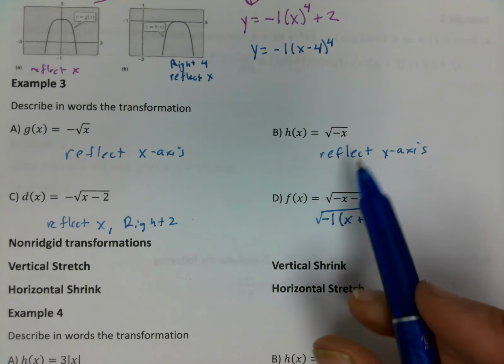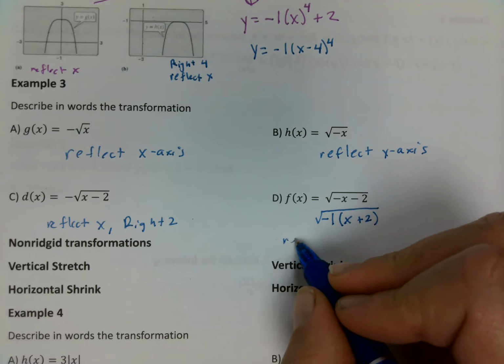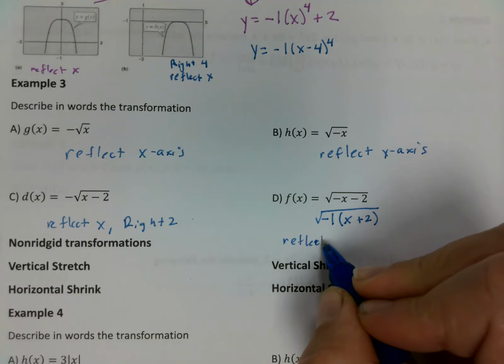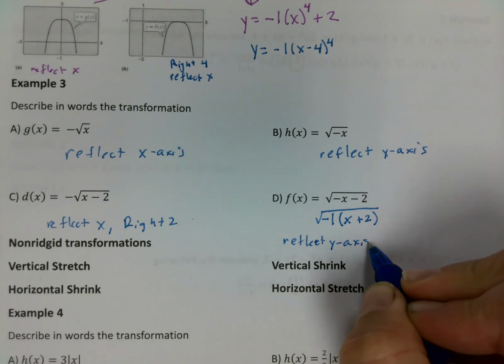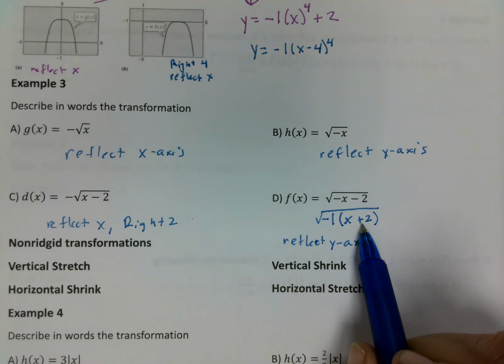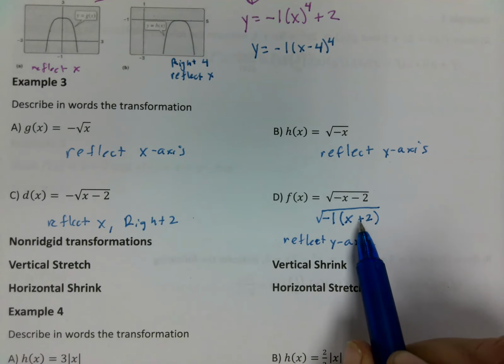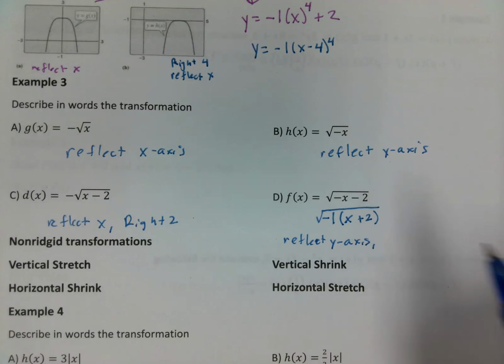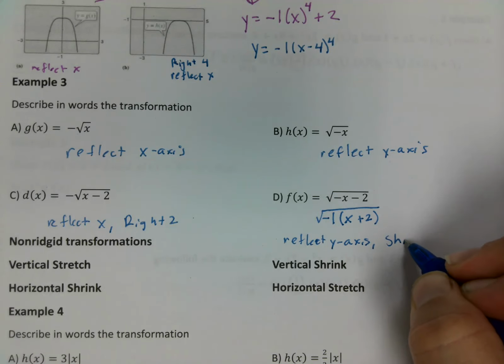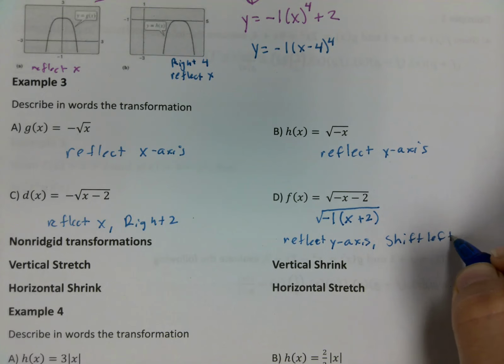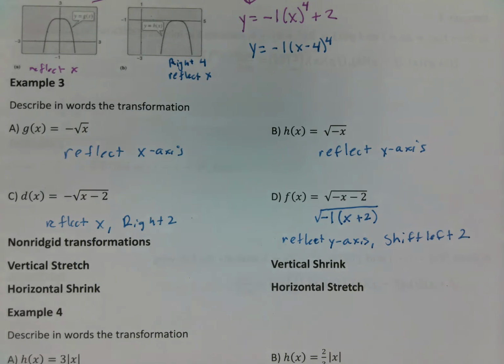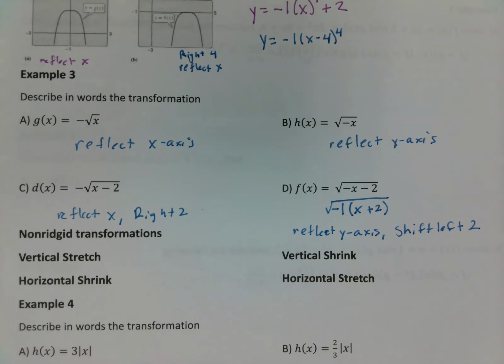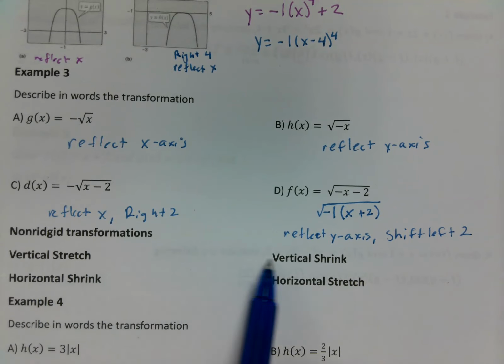So this -1, just like up here, this is going to be a reflect over the y-axis, except now because I did that, this right here is actually going to be moving it 2 spots to the left. It's going to be shift left 2. Now, if you just wrote left 2, I'm okay with that. Again, this is where we have to go.